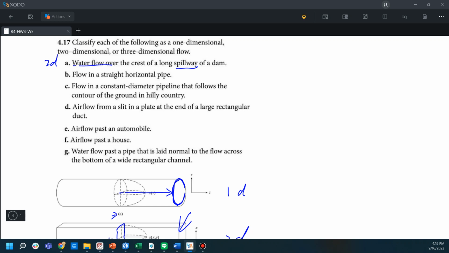And for B, the flow in a straight horizontal pipe, and we assume that this pipe has a circle shape, so it's like this, and it is basically the figure that we have in the textbook here. So this will be one-dimensional flow. Okay.